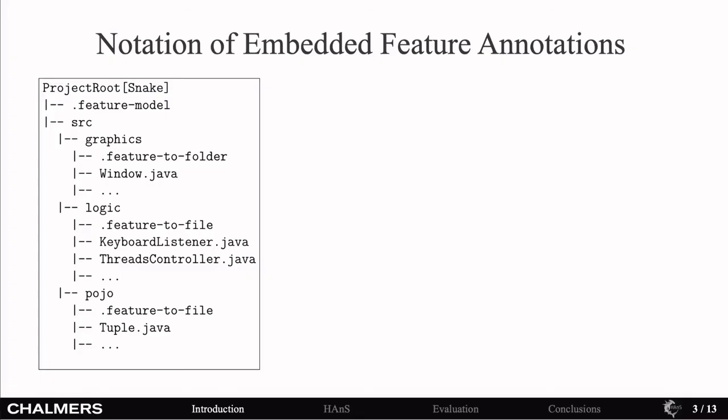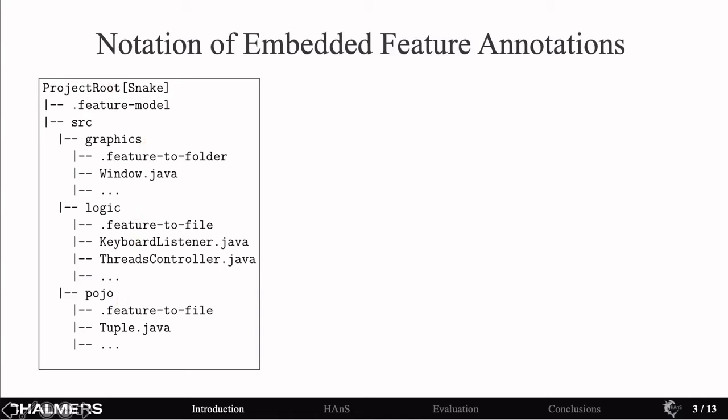I'm now going to introduce how to leave these embedded feature annotations or traces in the code so that you can create your map. During this presentation, we're going to use the example of a simple snake game when talking about code and traces. And to your left, you can see the file structure of this game. It has 3 different folders: the graphics folder, the logic folder, and the Pojo folder.